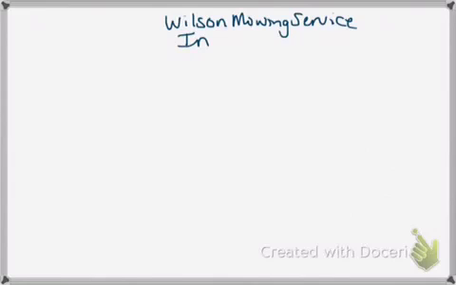And looking at this, what we have to do is we have to go in and make sure that we have our headers and everything else in like we need them to be. So when we start it, we will have Wilson Mowing Service is the company name. This is going to be the income statement. And it's going to be for the year ended.